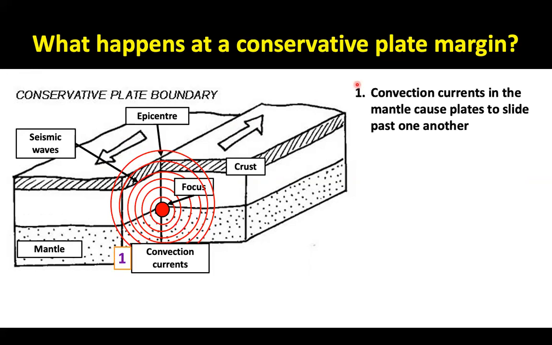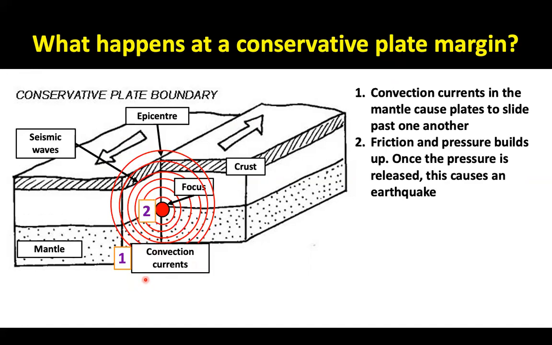So as always, the first point is the convection currents that take place down here in the mantle. And these are causing the plates to move, and as a result, they slide past each other. As the plates rub up against each other, friction and pressure builds up, like at a destructive plate margin. Once the friction builds up and is released, this causes an earthquake. Seismic waves are radiated from the earthquake. You can see that in the red circles at the bottom of this diagram.